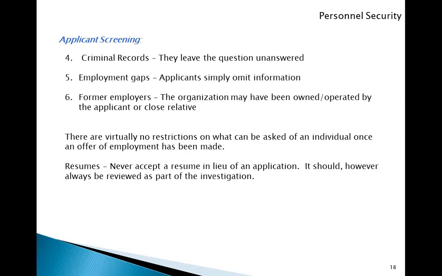Okay, some of the things you want to look at is criminal records. You can't discriminate if they went to jail. Remember we said you can't ask them if they've ever been arrested, but you can ask them if they've been convicted of a crime. You want to look at that. If they leave it unanswered, you want to ask about that during the interview process.